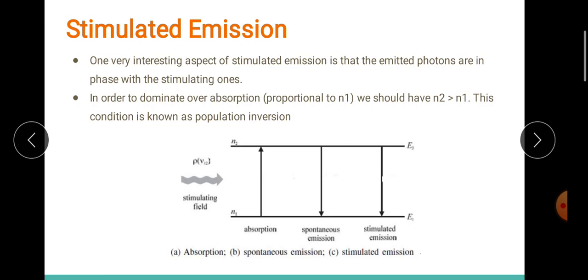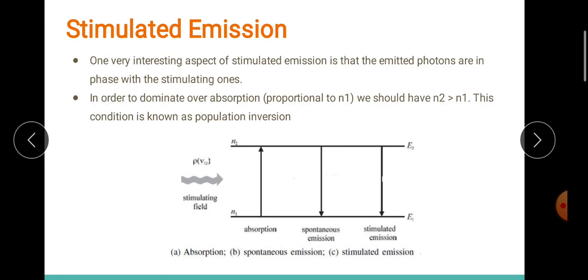That's it. So now what are the conditions for absorption to happen or stimulated emission to happen? See, if you want emission to dominate the absorption, then you must ensure that the number of electrons in energy level E2, N2, must be greater than N1. If you want your emission to be greater than the amount of absorption, which means you want more electrons to come from E2 to E1, then you must ensure that the number of electrons in energy level E2 must be greater than the number of electrons in E1. And this condition is called population inversion.